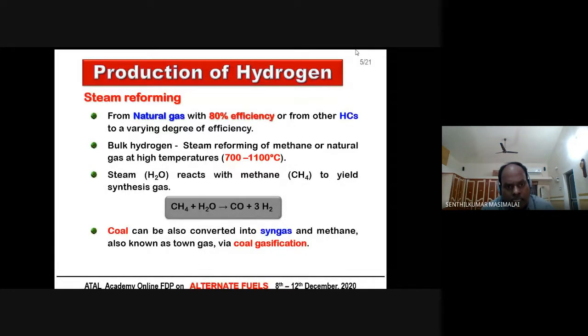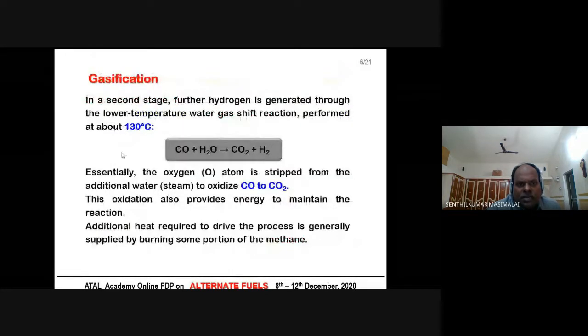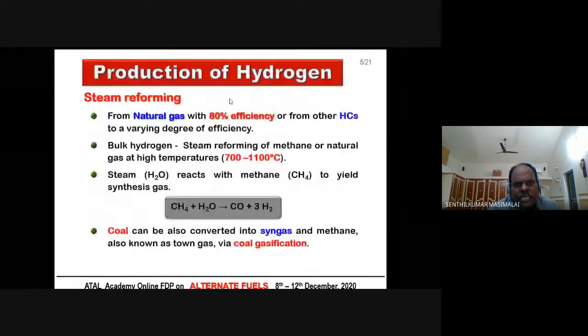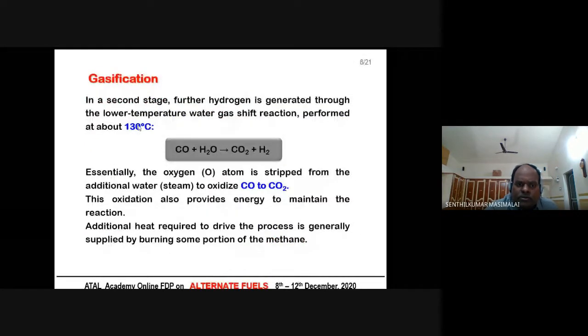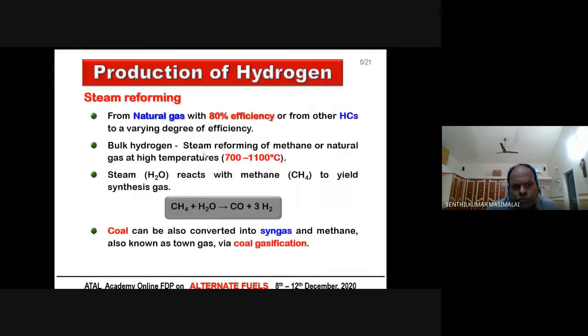Hydrogen production in bulk can be by steam reforming or by the process called gasification. In gasification, in two stages, hydrogen can be produced, at a very high temperature and also at a low temperature. At 1000 degrees centigrade, we can produce hydrogen, and also at 130 to 150 degrees centigrade, we can produce hydrogen. So these are the two important reactions where we can get hydrogen in bulk production, mass production of hydrogen.